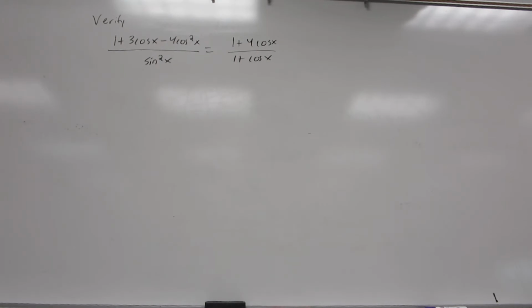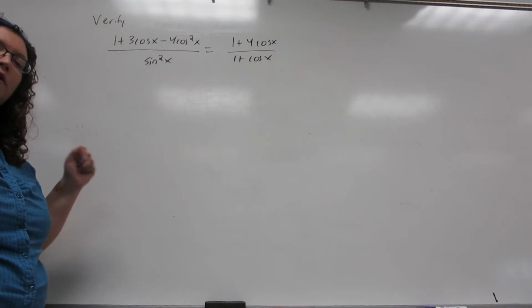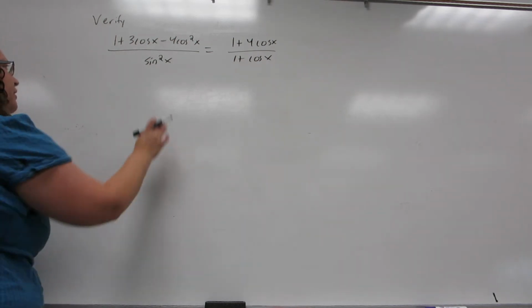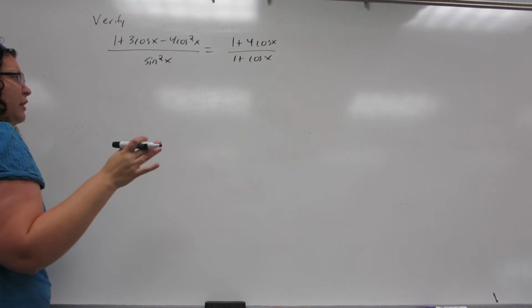So we're going to do some more examples of verifying. Okay. We start off with this one and we have to pick a side. And I think that the left-hand side is more complicated, so I'm going to start with it. Now the first thing I know is that in the right there's only cosines.